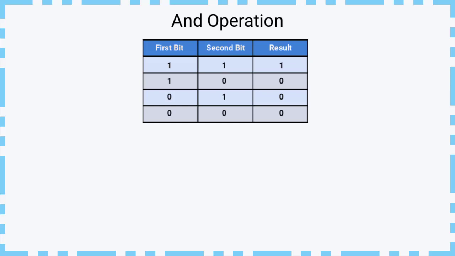1 times 1 is 1. 1 times 0 is 0. 0 times 1 is 0 and 0 times 0 is 0. Why is the AND operator so important? Later in the course, you will learn how to use the AND operator to determine the destination of a packet.